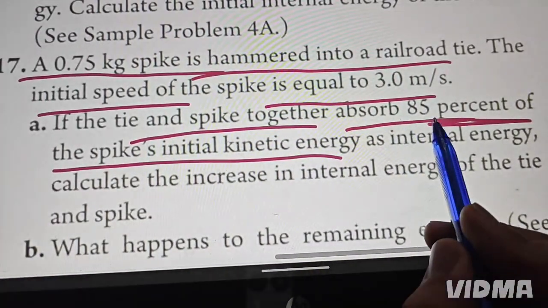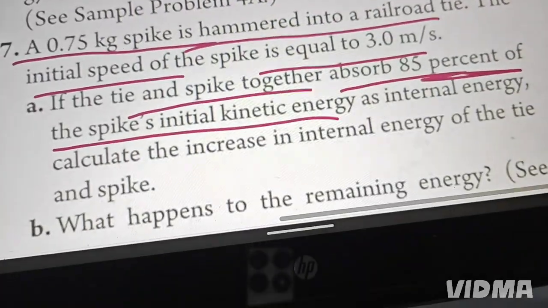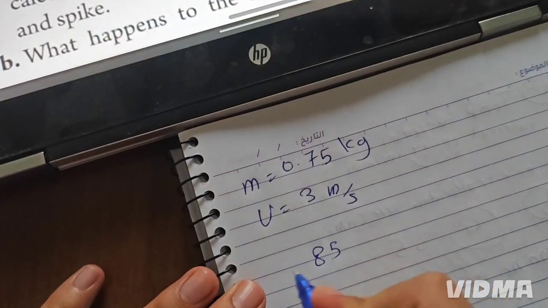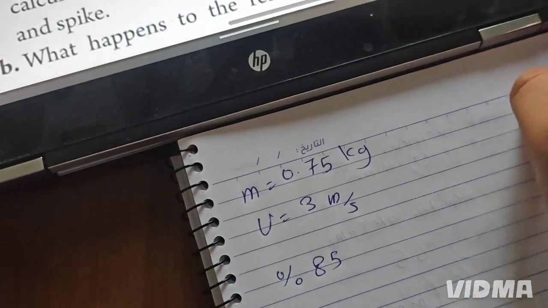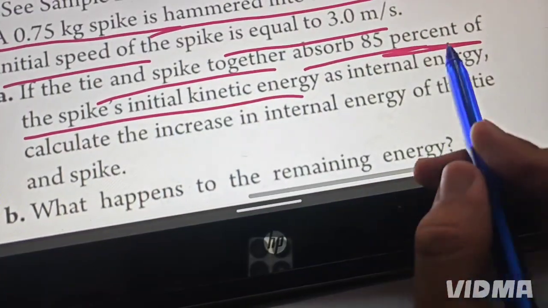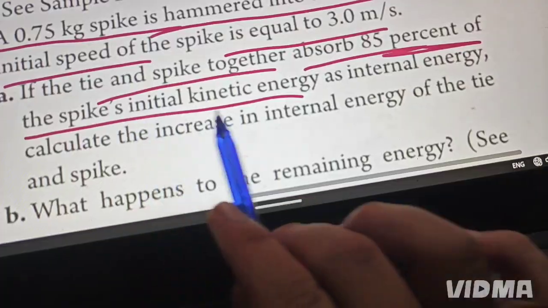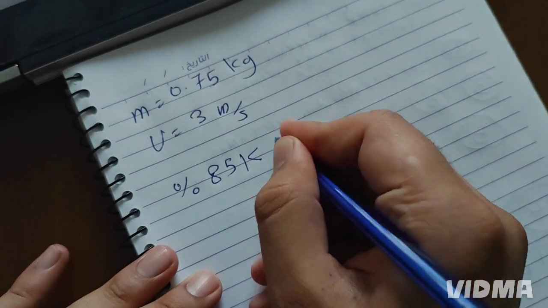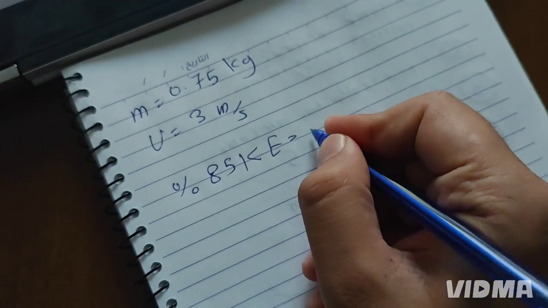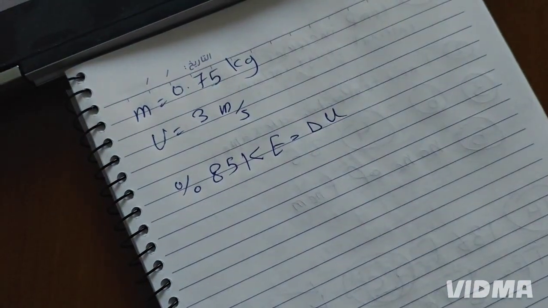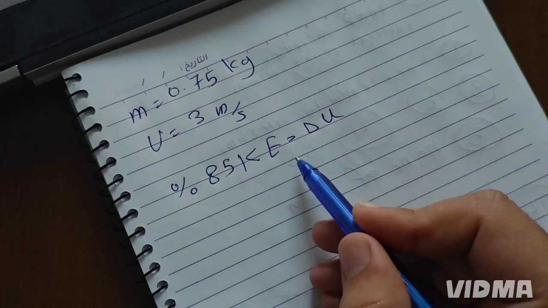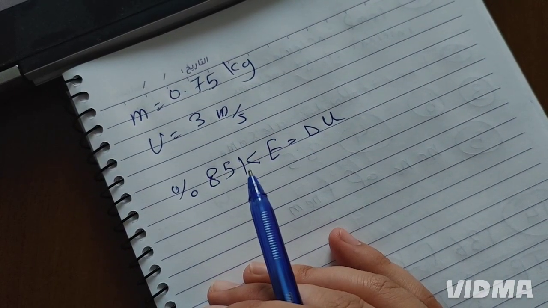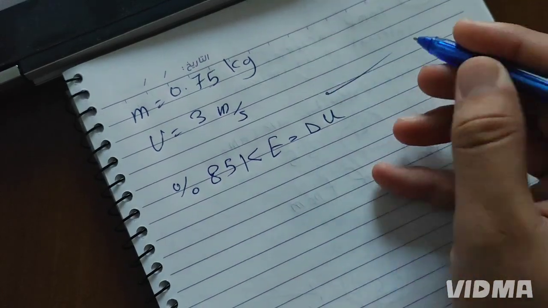Look, absorb 85%. You know what I mean? Write down 85%. 85% of what? 85% of the spike's initial kinetic energy. So 85% of kinetic energy as internal energy, equal to internal energy. The question said calculate the increase in internal energy and find delta U.